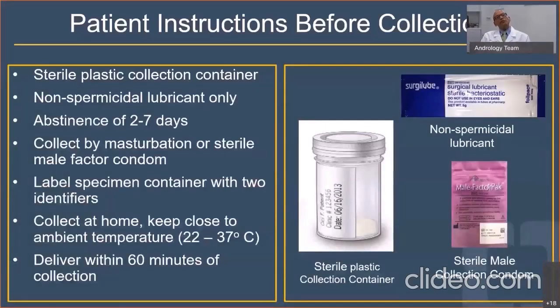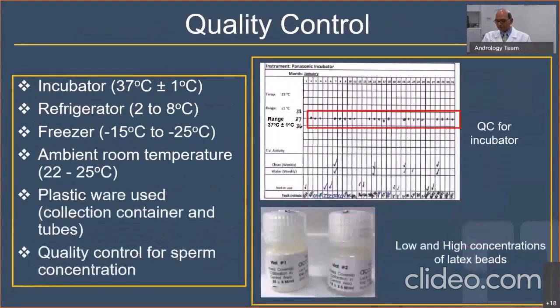An abstinence period of 2 to 7 days is recommended. Samples should be collected by masturbation only. And in case a patient has some reservation, they can make use of a male factor condom. The collection container should have two specimen labels or identifiers. And if the patient elects to collect the sample at home, the sample should be kept at ambient temperature so that it is not exposed to extreme temperature. And the sample must be delivered to the lab within 60 minutes after collection. Next slide, please.